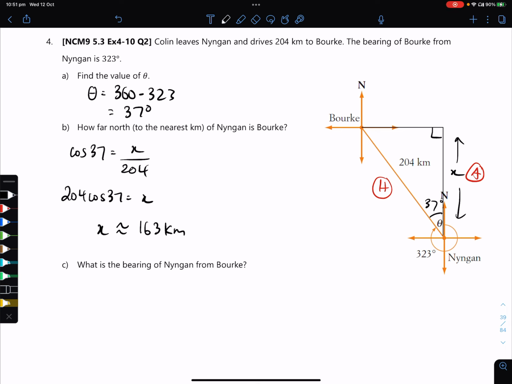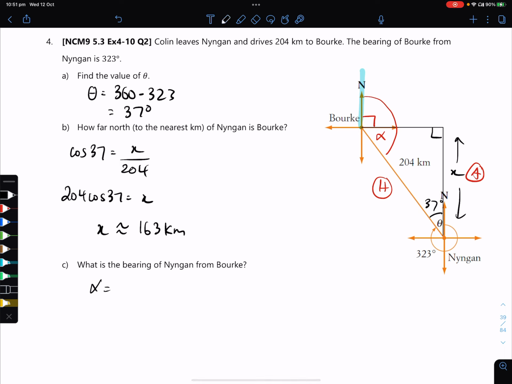Okay, whereas for question C, what is the bearing of Ningen from Burke? So from Burke means start at Burke, point north, and rotate that until we get to Ningen. So we're looking for this angle here. This is a combination of that angle, which is 90 degrees, plus this angle, which I'll call alpha. Now we can find out what alpha is. Alpha is 180, the total angle sum of this triangle, minus 37 and 90.